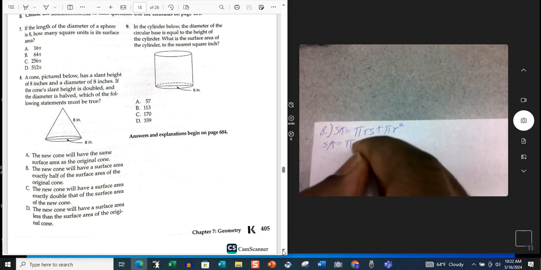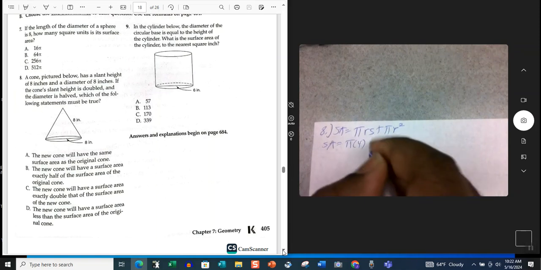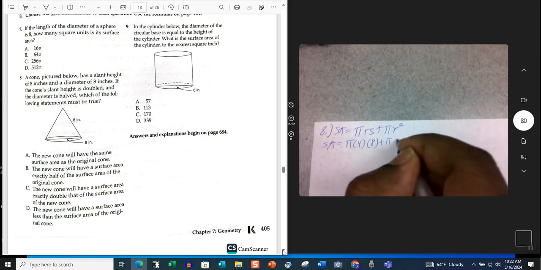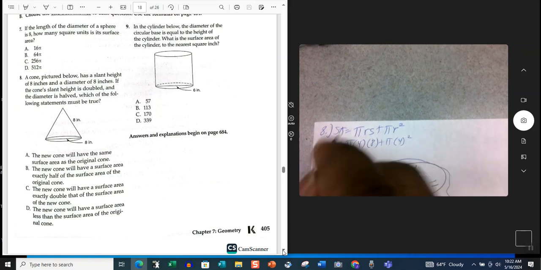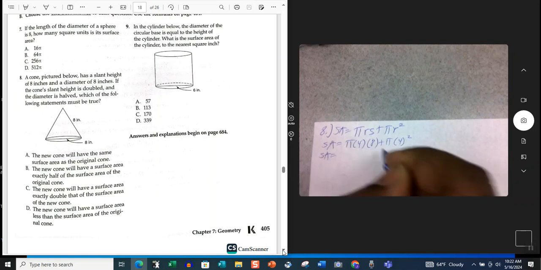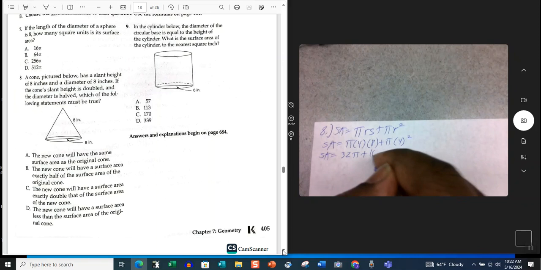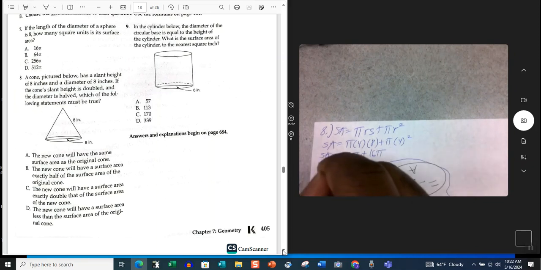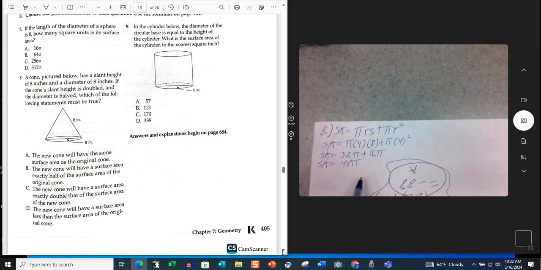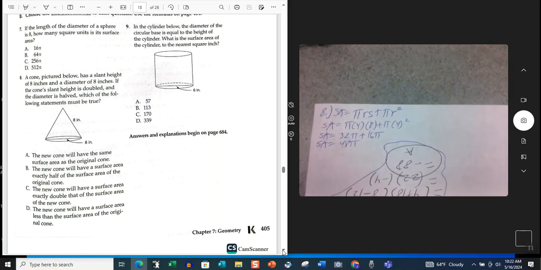Okay, so now let's do the original. We have pi, the radius would be 4 because it's half the diameter, and the slant height is 8. Plus pi, the radius is 4 squared. So the surface area here would be 32 pi, plus this would be 16 pi. So the surface area of the original problem is 48 pi. Okay, that's the original. Now we're going to go to what we would call the alteration.